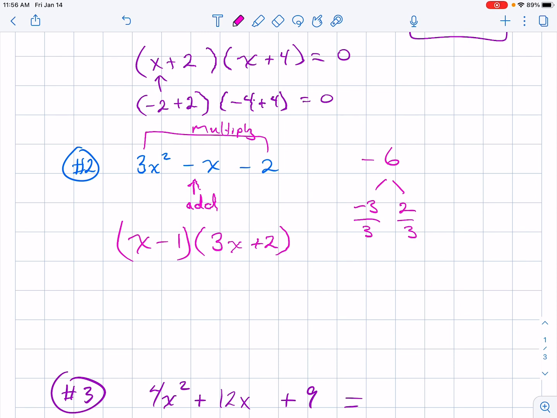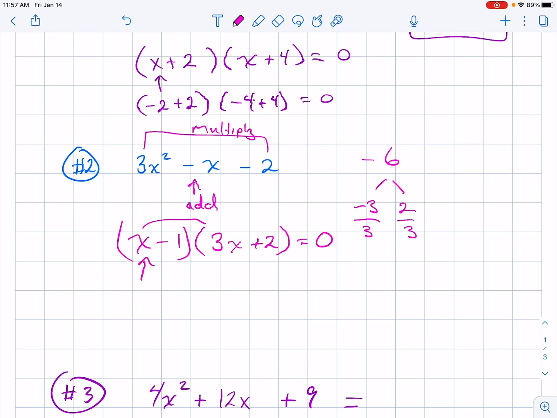Double check to make sure we did this right. So real quick, I just go back through and mentally multiply those out, make sure my factors actually do indeed multiply to give me what I started with. So if I FOIL that out or multiply it out, that's 3x squared, plus 2x minus 3x minus 2. Yep, it works.